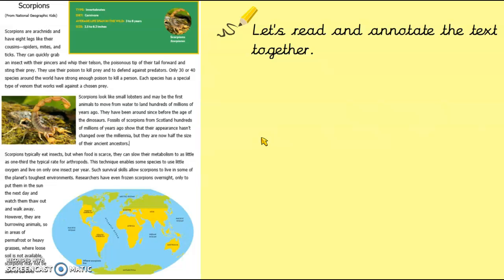However, they are burrowing animals. So in areas of permafrost or heavy grasses where loose soil is not available, scorpions may not be able to survive. So they burrow, which means they go underground. So it's saying in places where the ground is difficult to get into, they may struggle to survive because part of the way they survive is by burrowing underground.